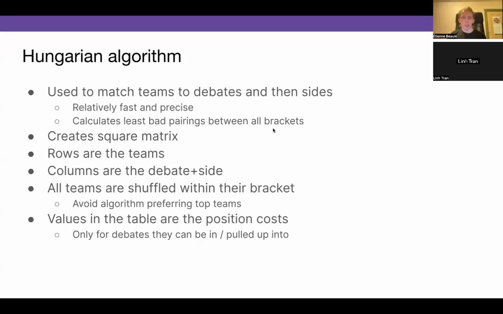Now we use the Hungarian algorithm, which is also called Munkres, to match the teams between the debates and then the sides, where the debates have their bracket, and then inside the debate we have 4 positions each. And it is quite fast, and it makes sure that it's optimal.